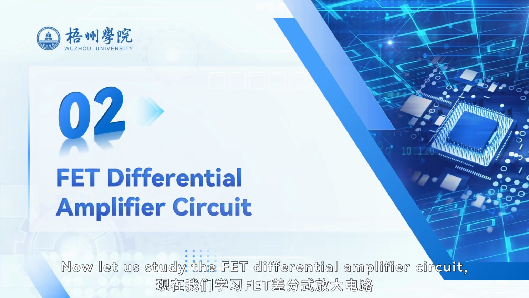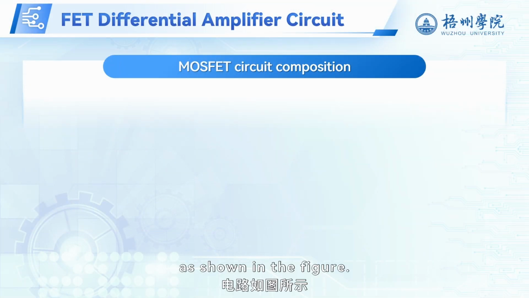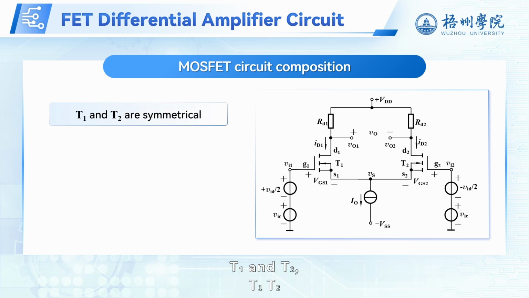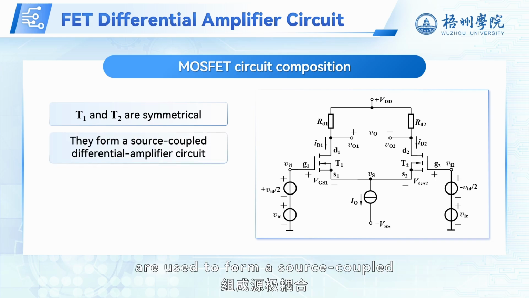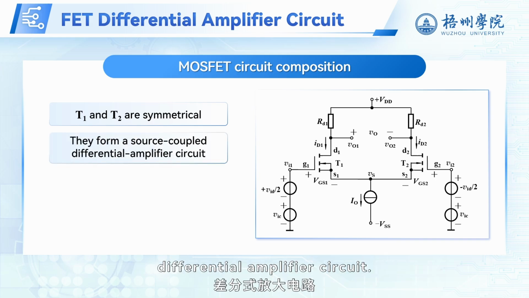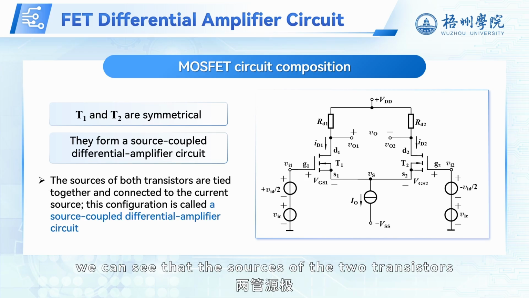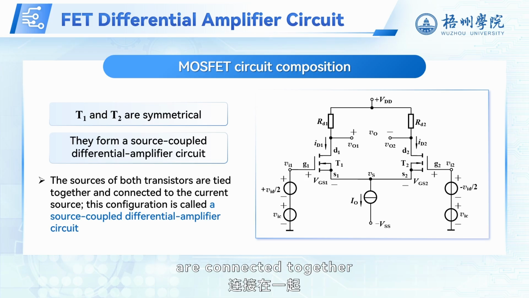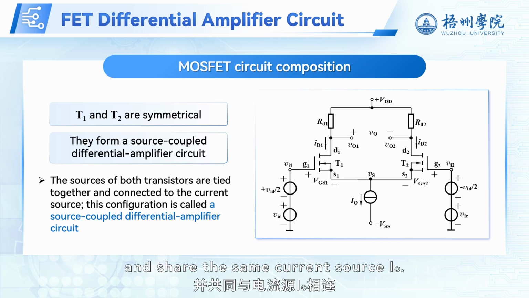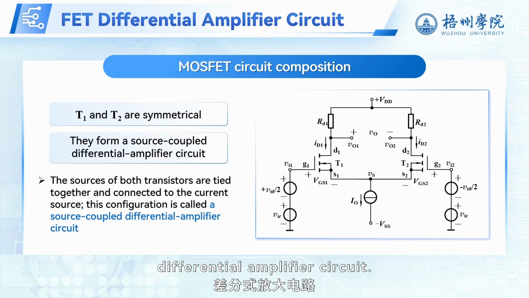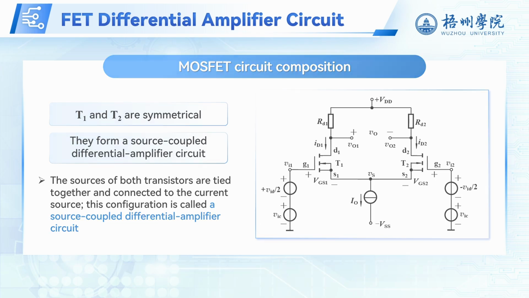Now let us study the FET differential amplifier circuit. As shown in the figure, two identical enhancement type NMOS transistors, T1 and T2, are used to form a source-coupled differential amplifier circuit. From the figure, we can see that the sources of the two transistors are connected together and share the same current source I_O. Therefore, this is called a source-coupled differential amplifier circuit.